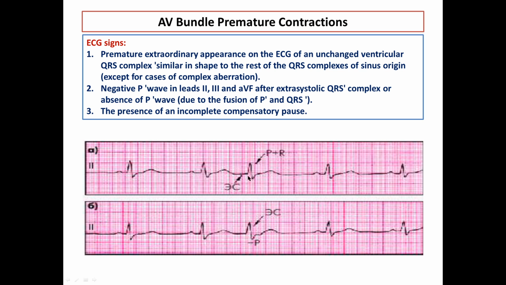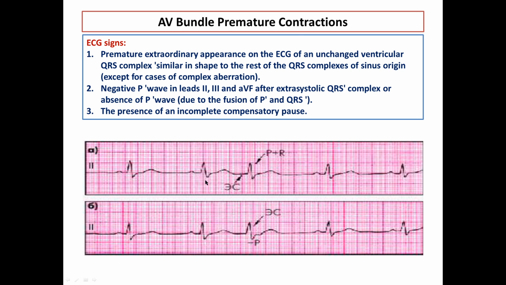Negative P wave, sometimes negative P wave in leads second, third, and AVF after the extrasystolic QRS complex, or absence of P wave due to the fusion of P and QRS, and presence of an incomplete compensatory pause. On this picture you see real AV bundle premature contraction.